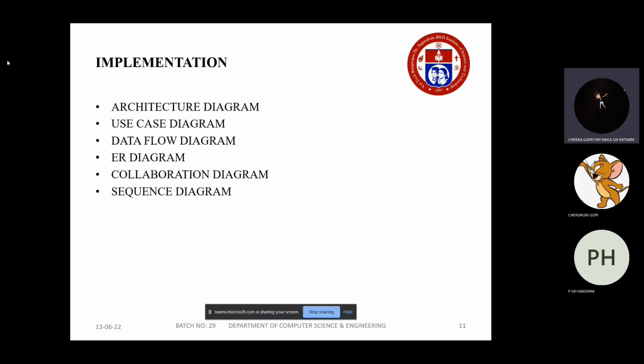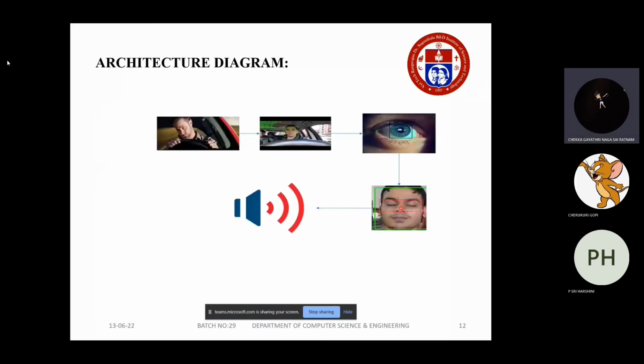And these are the implementations: architecture diagram, use case diagram, data flow diagram, ER diagram, collaboration diagram, sequence diagram. The architecture diagram is a visual representation that shows how the components of a software system fit together. It depicts the overall structure of a software system.